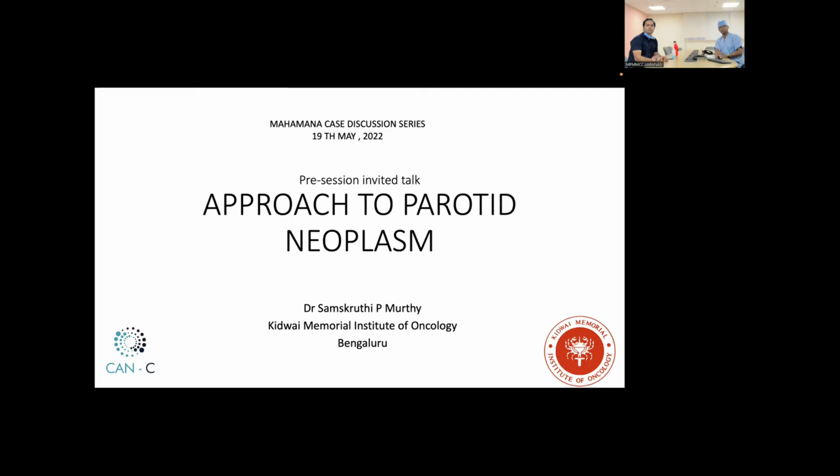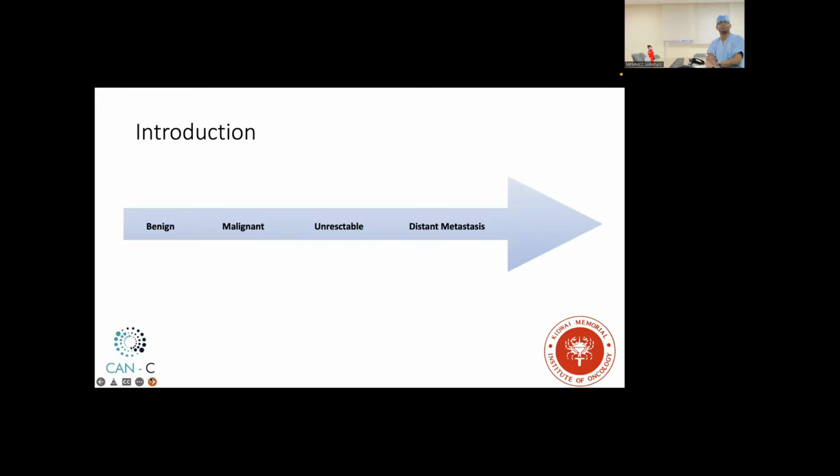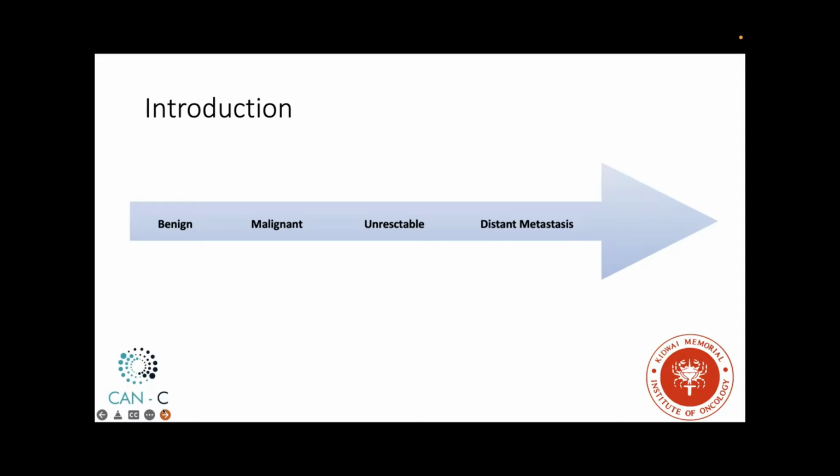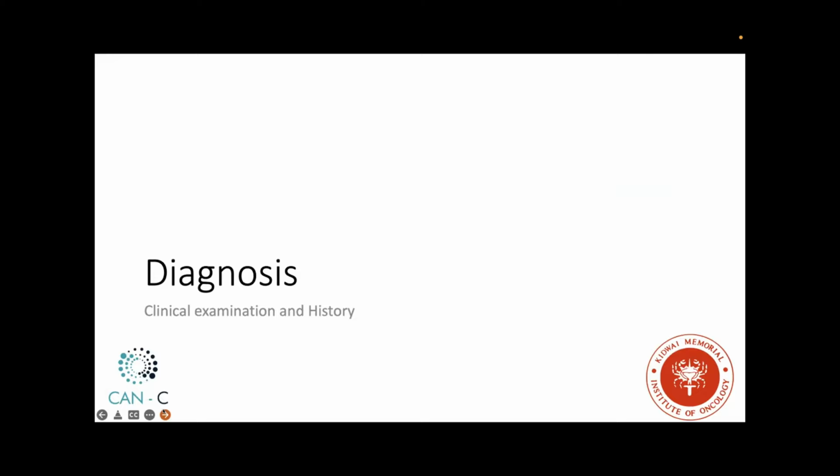And let me start with the pre-session talk today, which is on approach to parotid neoplasm. When we talk about parotid neoplasm, there's a huge spectrum of it, starting from benign tumors to unresectable tumors to malignant tumors, those with distant metastasis. But because it's just a 15-minute talk, I'll be focusing more on the diagnosis and the treatment between the benign and malignant neoplasms of the parotid.